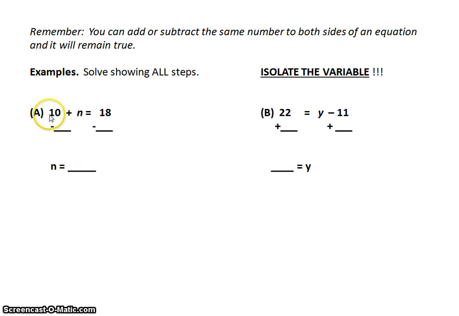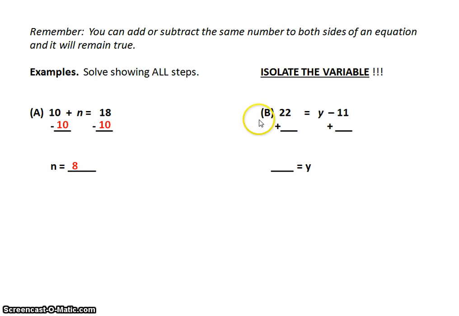So how do we undo 10 being added? We're going to subtract 10 on the left side of the equation. Now we can do that as long as we subtract 10 on the right-hand side of the equal sign as well. So on the left-hand side, 10 minus 10 is going to equal 0. So we would have 0 plus n, or n, all by itself. It's isolated. On the right-hand side, 18 minus 10 comes out to be 8. So we have successfully isolated the variable. We have solved for n. n is equal to 8.